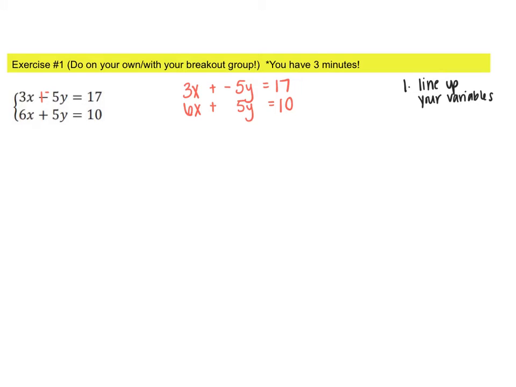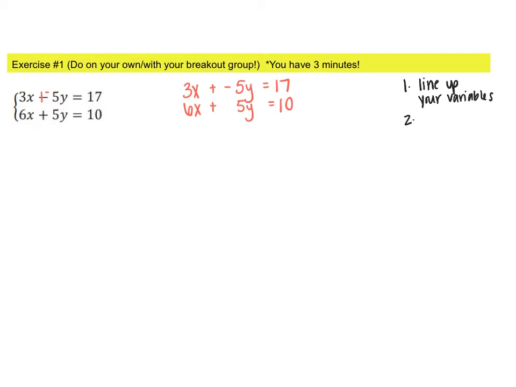All right, check your work with my work. Did you line it up correctly? Is your 3x on top of your 6x? Did you change that minus sign to a plus negative 5y? And that should be on top of your positive 5y. And 17 and 10 should be lined up. So everything should be lined up.